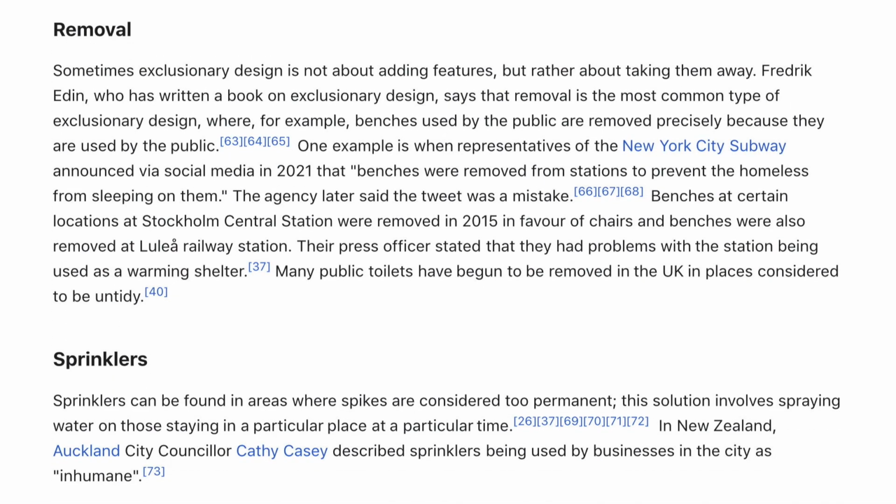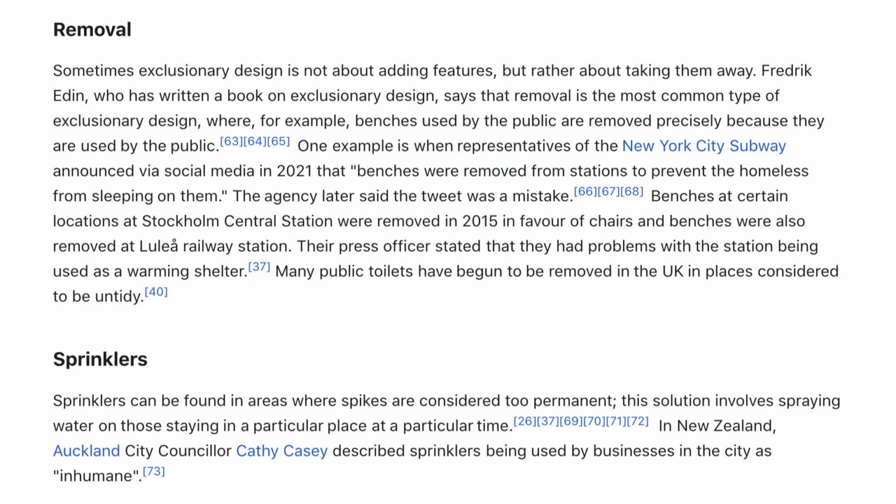Sometimes exclusionary design is not about adding features, but rather about taking them away. Frederick Eden, who has written a book on exclusionary design, says that removal is the most common type of exclusionary design, where, for example, benches used by the public are removed precisely because they are used by the public.